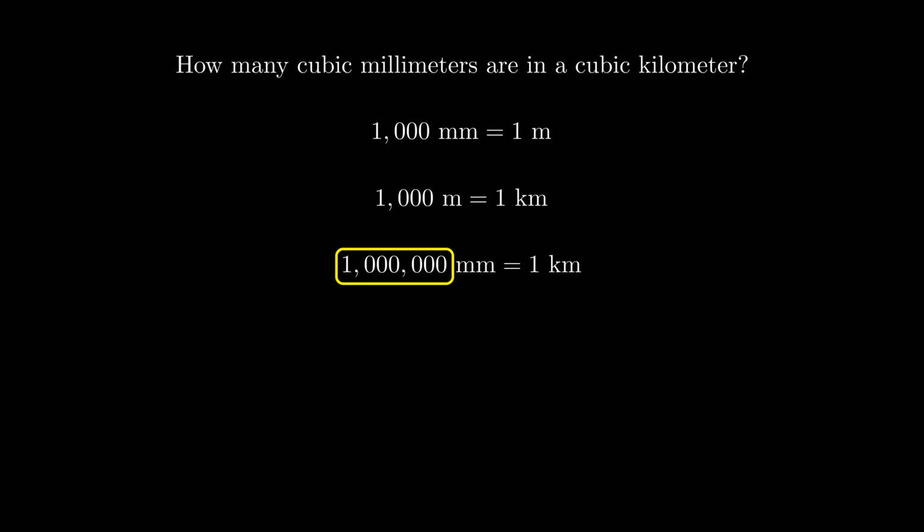Let's try this problem next. How many cubic millimeters are in a cubic kilometer? First, we notice that there are 1,000 millimeters in a meter, and there are 1,000 meters in a kilometer. Thus, the answer is 1 million, right?